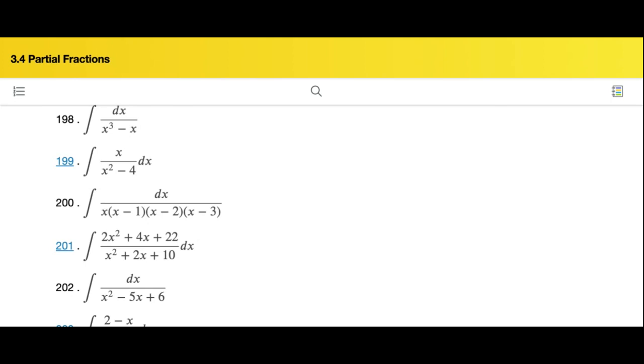Partial fractions with 4 coefficients. Okay, you could think that way, or better to think you need 4 variables. Yeah. Then, yeah, okay, great.